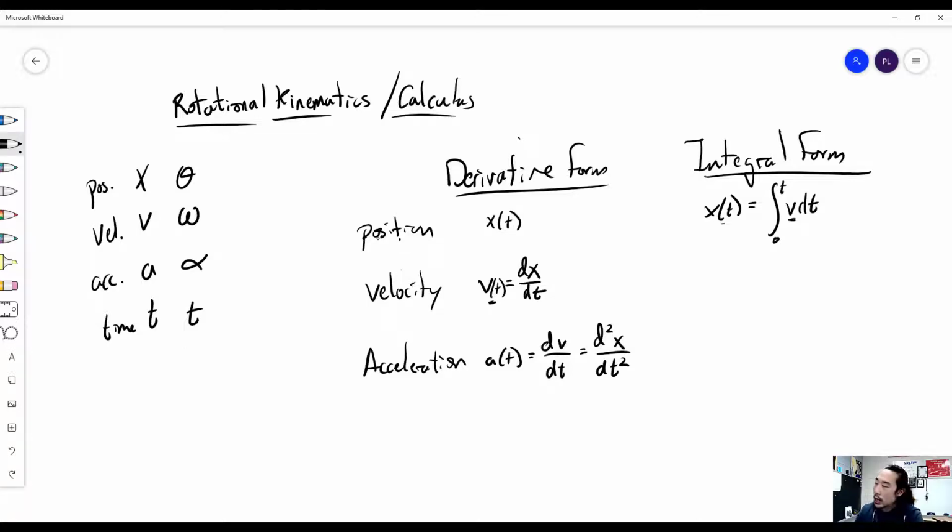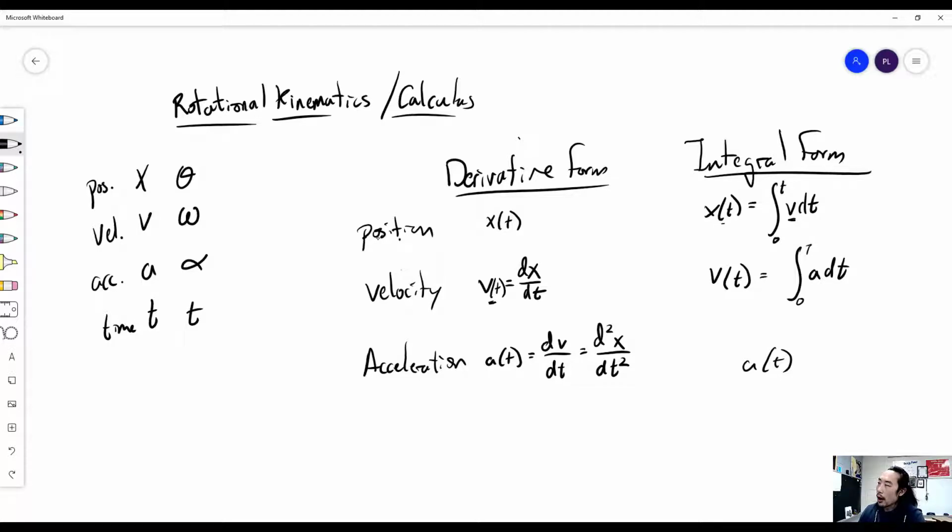Now, if I wanted to find the velocity function and I'm given an acceleration function, because finding the derivative of a velocity function gives me the acceleration, the reverse is true. If I want to find the velocity function, all I have to do is take the integral of the acceleration function, usually from 0 to whatever time t.